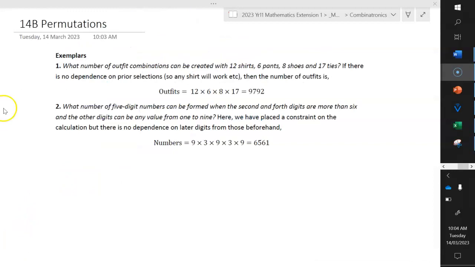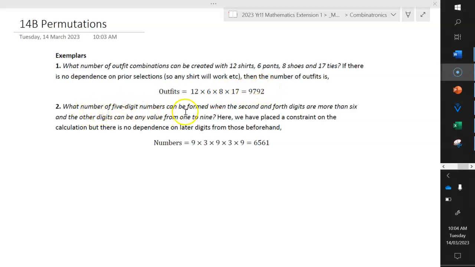I've just jumped over to the OneNote to have a look at a couple of other questions that are nice and stock standard. It says, what number of outfit combinations can be created with 12 shirts, 6 pants, 8 shoes and 17 ties if there is no dependence or prior selection? So basically anything goes with anything. So in that case, we'll be multiplying all those together. 12 times 6 times 8 times 17. So they're the possible number of outfit arrangements that you would have in your wardrobe.